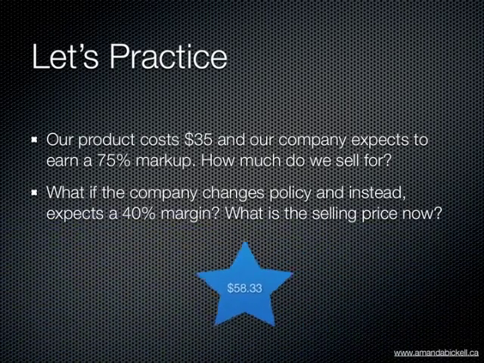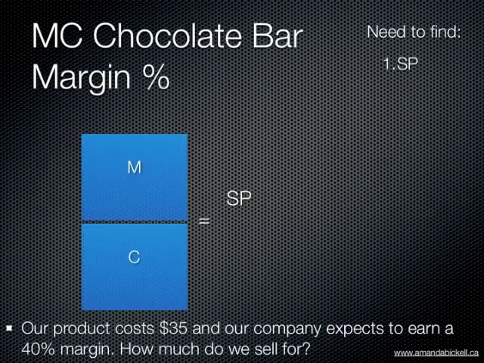Congratulations! If you got the $58.33, you figured out the catch. If you got the $45, don't sweat it. I'll show you where you went wrong. Okay, so let's sort out what we need to find and what we know. We're trying to find the selling price. Like before, the cost is $35. We don't know the margin. We don't know the selling price. We've also got a percentage. This time it's 40%. 40% margin, which means it's given to us as a function of the selling price.